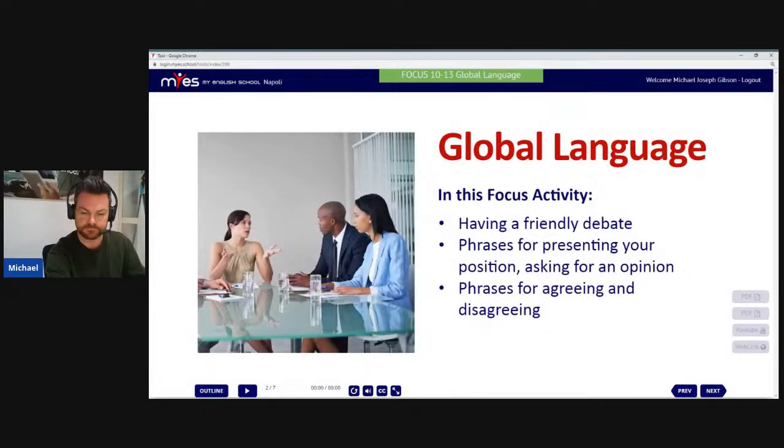So, today in this focus activity, we're going to look at having a friendly debate, phrases for presenting your position or asking for an opinion, and phrases for agreeing and disagreeing. Okay, let's move on.